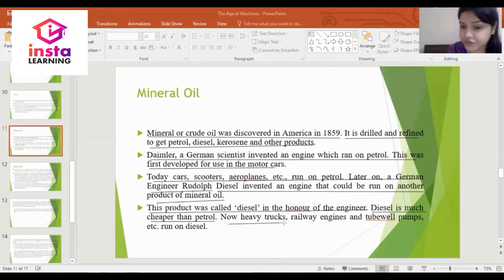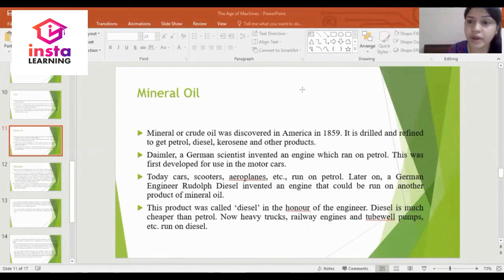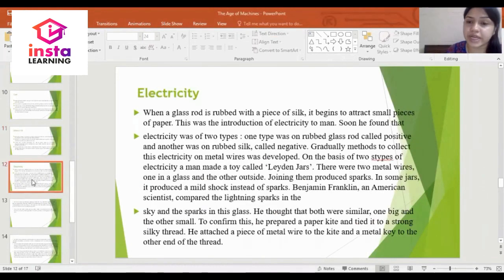Now, heavy trucks, railway engines and tube wells, pumps, etc. run on diesel. So this is all about mineral oil. Let's understand the next learning objective of the chapter, which is electricity. So let's understand it.